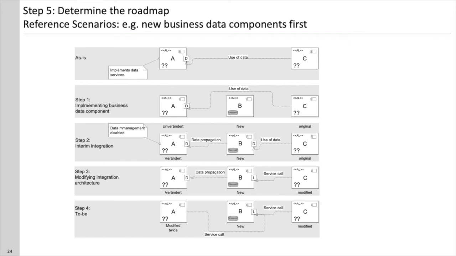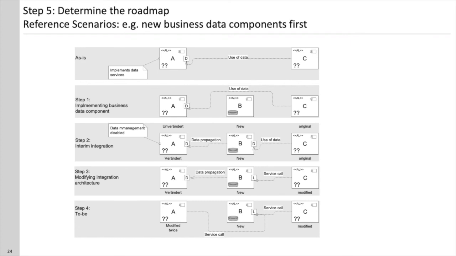And while setting up the new business data component as a centralization measure is the overall activity needed, the reference scenario now says that there may be sub-steps. First sub-step is what you see here. We have a component A that implements a data service and that yields a data type interface, and we have a component C that uses that data service via the data type interface, so sort of directly interacts with the data from A.